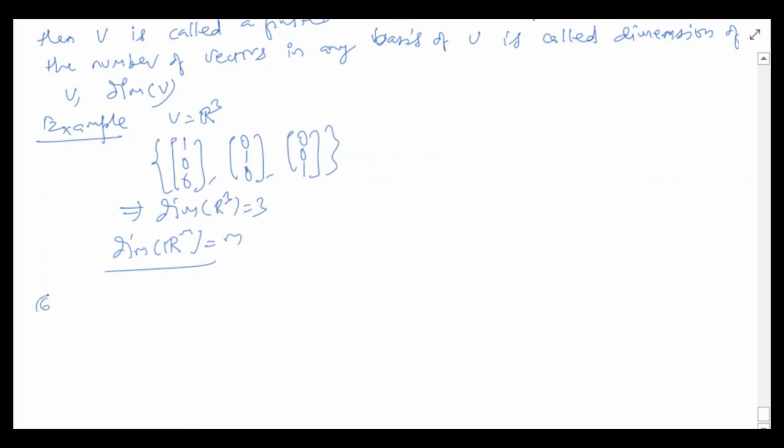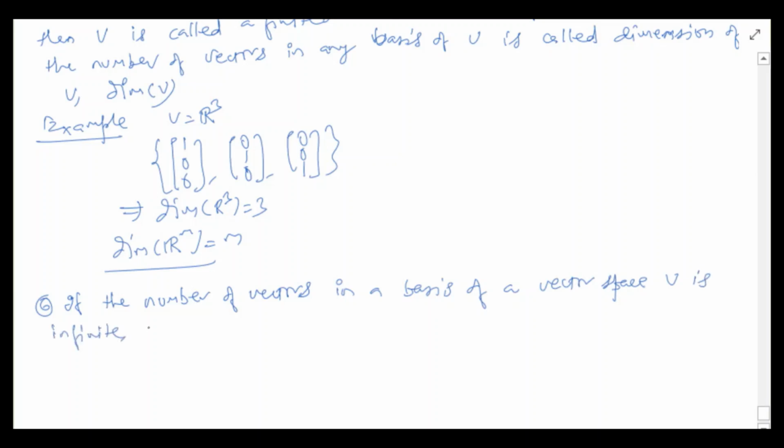Let's see one final definition. If the number of vectors in a basis of a vector space V is infinite, then V is called an infinite dimensional vector space.